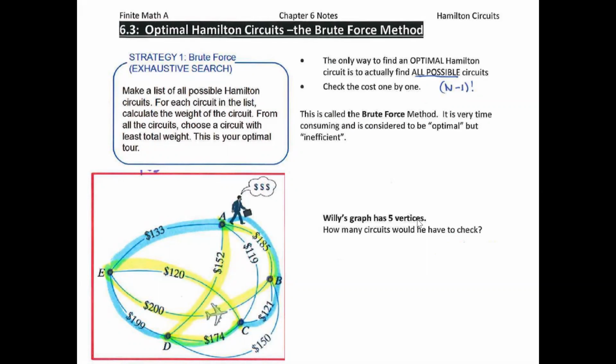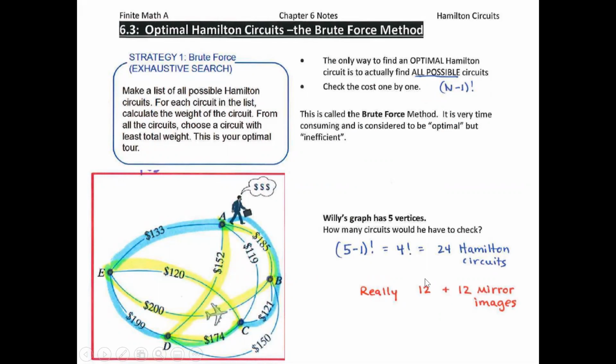So here, Willie's graph has 5 vertices. How many circuits would you have to check? Using the circuit formula, which is basically (5-1) factorial, which gives you 4 factorial, that means you will have to take 4 times 3 times 2 times 1, which means there are 24 Hamilton circuits. So looking at this, we would have to use the brute force method by listing the 24 Hamilton circuits and then adding up the cost of all the possible circuits and selecting the one that is the least expensive. So really it is 12 plus 12 mirror images.